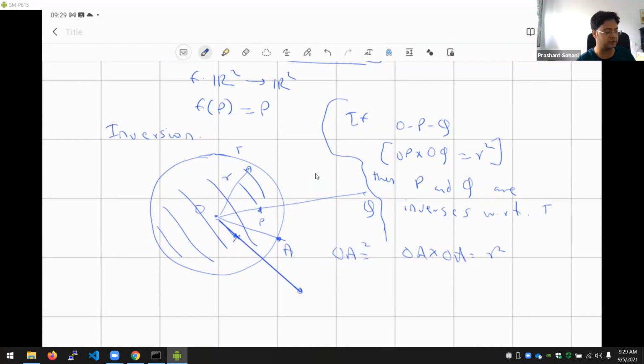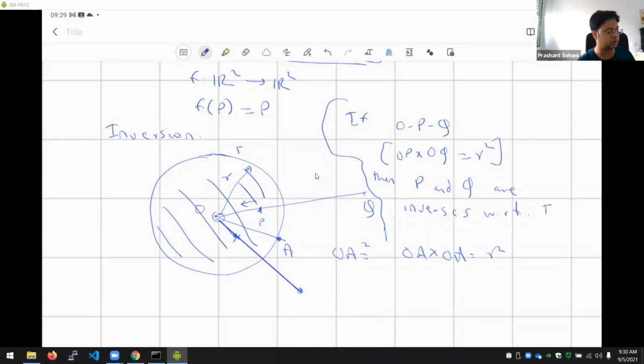Now you can start to imagine what happens in this diagram if the point P moves closer and closer to the center. What will happen to its inverse image? It will go further and further. So is there a point which does not have an inverse image at all? When P is at the center O. At the center, because the distance is 0, so you cannot take an inverse of that.